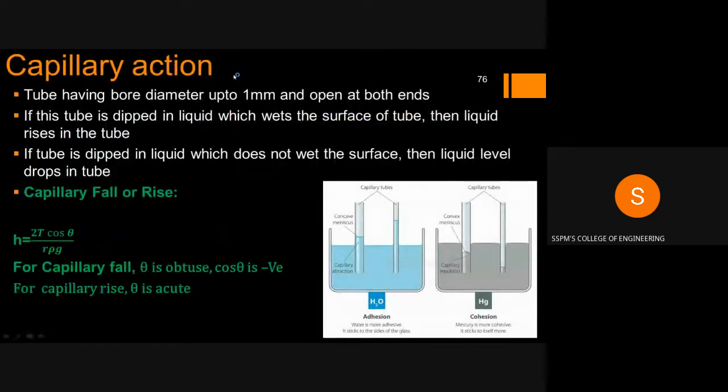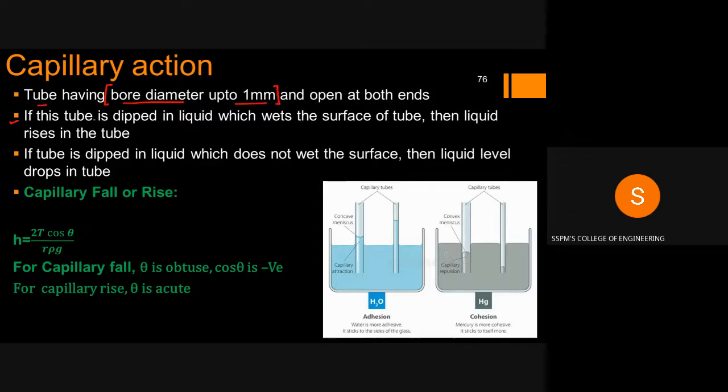Next is capillary action. So what is a capillary tube? A tube having a bore diameter up to 1 mm and open at both ends is called a capillary tube. Okay, so the bore diameter is up to 1 millimeter.